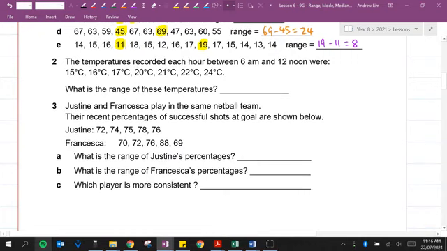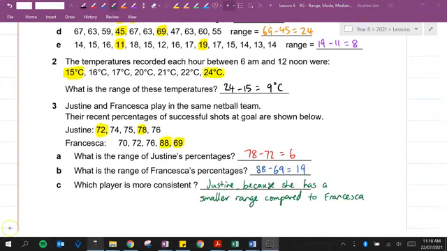I'll get you to pause the video, have a go with questions 2 and 3 yourselves. Okay, here are my answers for question 2. I've got the range is 9 degrees Celsius. 3A, the range for Justine's percentages is 6. For B, for Francesca is 19. And therefore, which player was more consistent? Well, Justine had a smaller range, so she was more consistent.